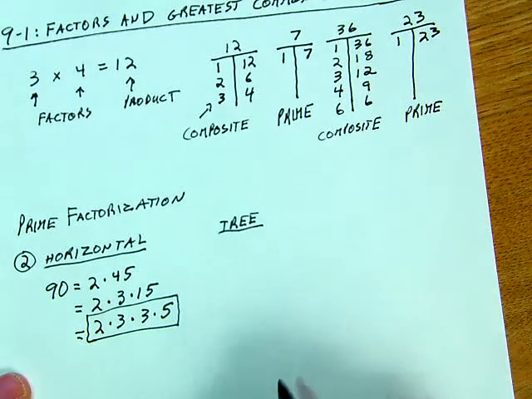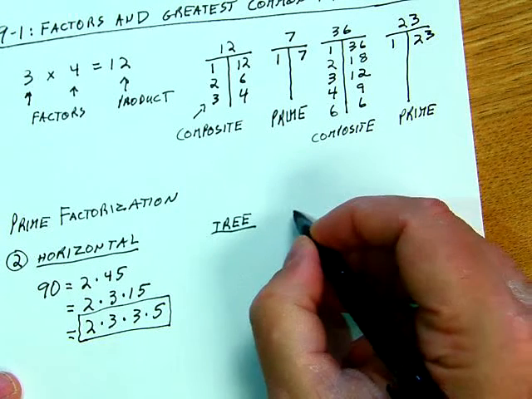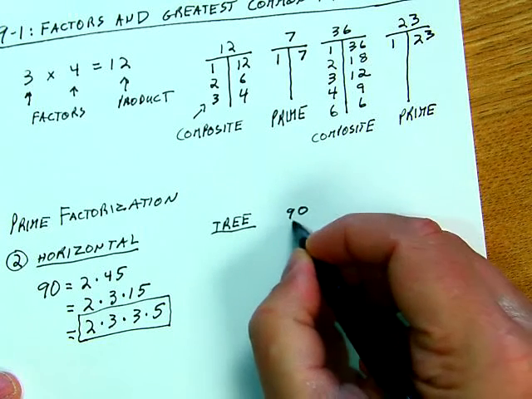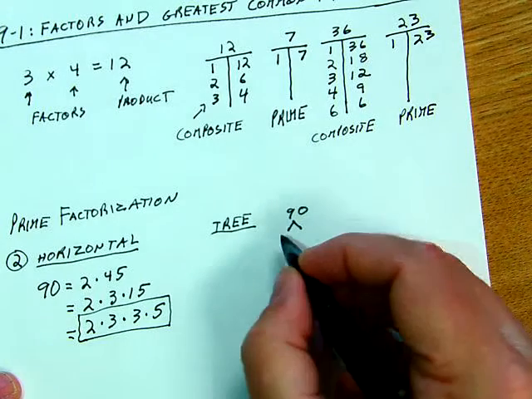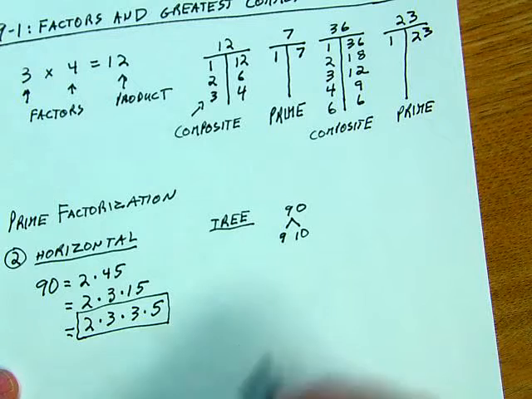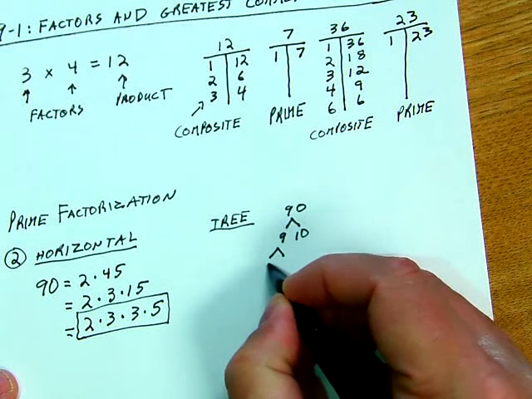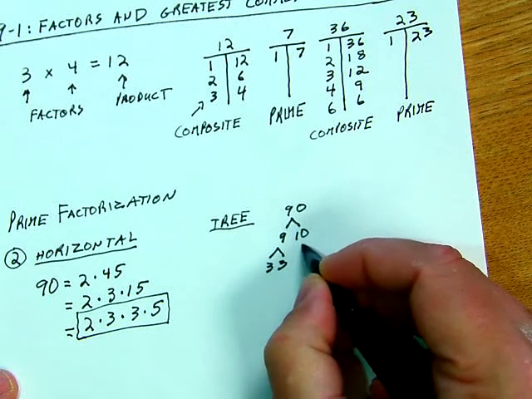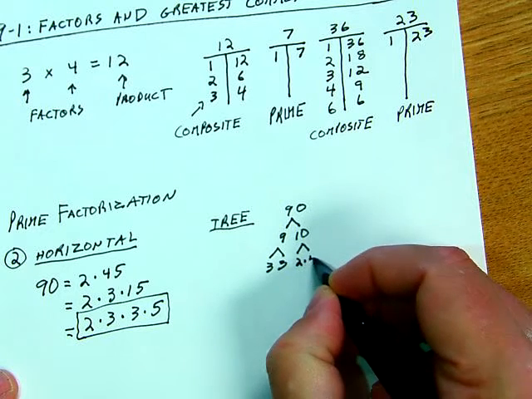Tree method, basically what you do is you start with your number, 90, and you draw a tree. You break it down into its parts. Let's say you can break it down into any part. I'm going to break it down to 9 and 10. Then 9 I'm going to break down into 3 times 3, and 10 into 2 times 5.